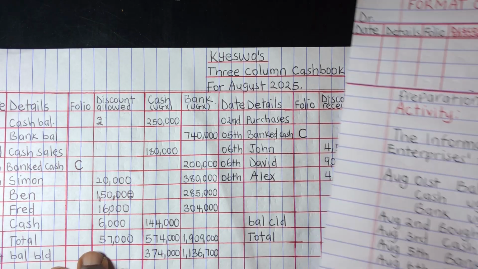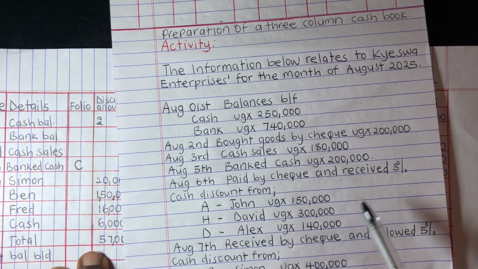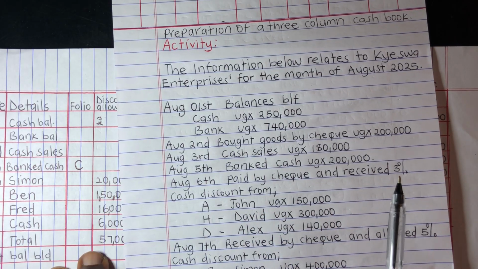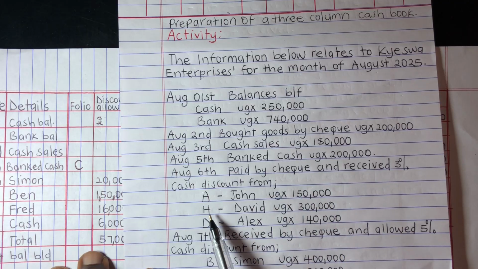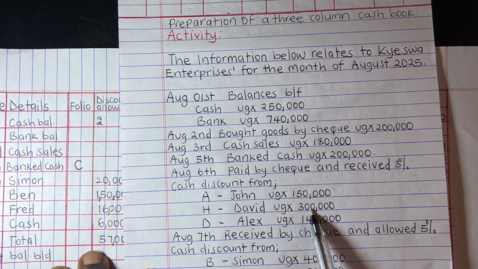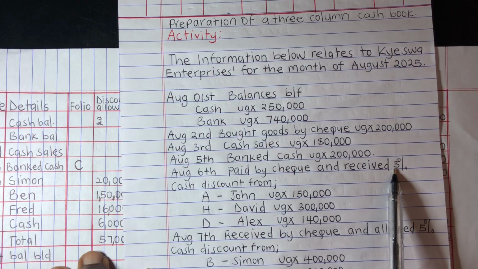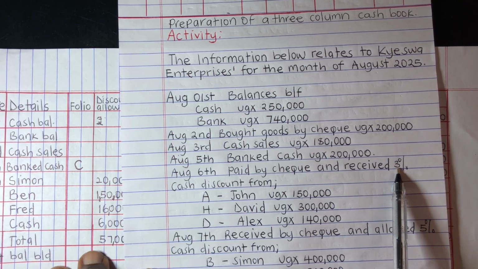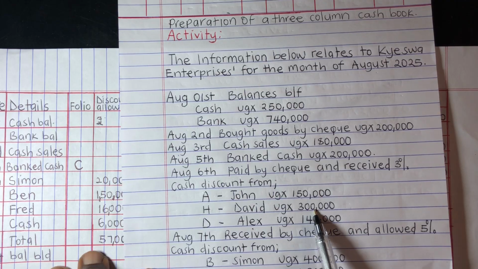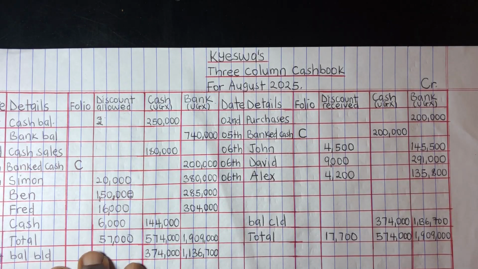Let's go to David. Now, this 3% applies to all these ones because he received discount from all these people. David, 300,000. So Cheswa paid 300,000 to David, but David gave Cheswa Enterprise a discount of 3%. So you just say 3 over 100 times 300,000, because Cheswa didn't pay in full because he was given a discount. So he was meant to pay 300,000, but he was given a discount of 3%. So it is 3 over 100 times 300,000, which is 9,000.